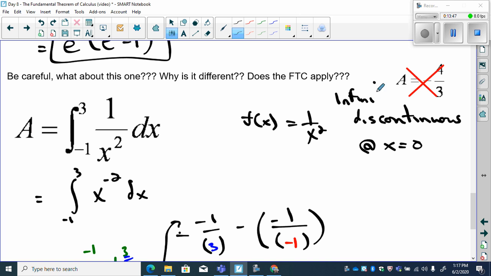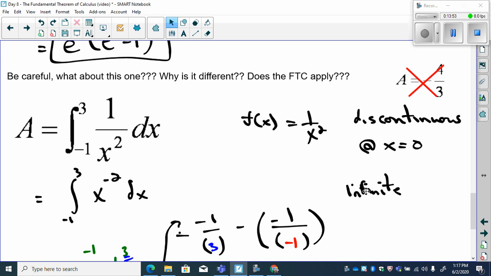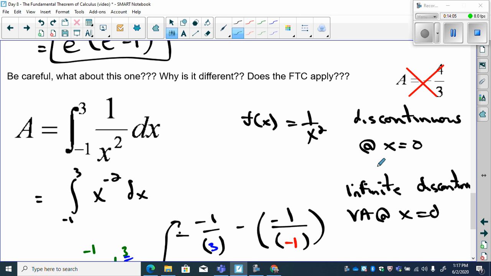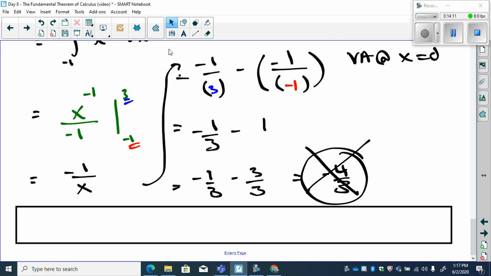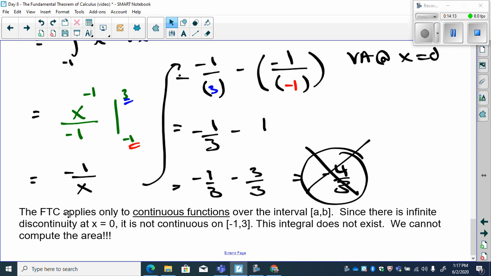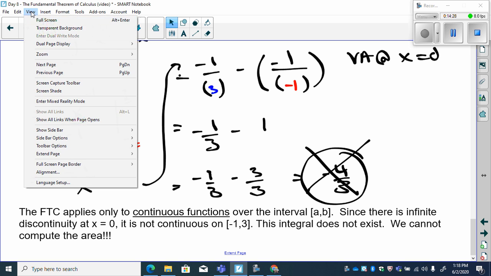Infinite discontinuity, or a vertical asymptote. And we talked about those in our Pre-Calculus B course. The theorem only applies to continuous functions. Since there is an infinite discontinuity at x equals 0, it is not continuous on the interval from -1 to 3, then the integral does not exist. Okay, so there would be no area for that.